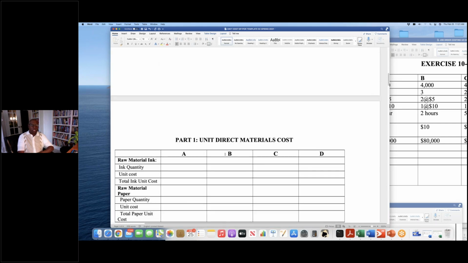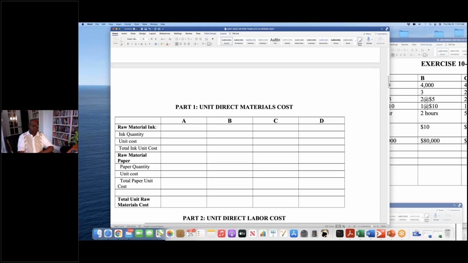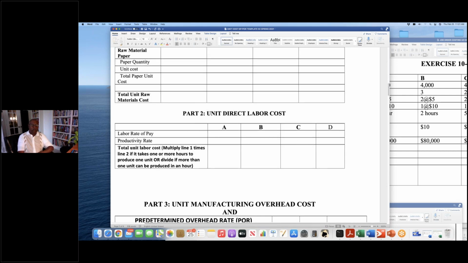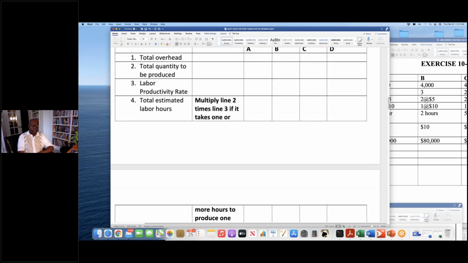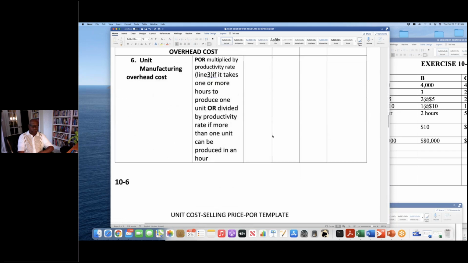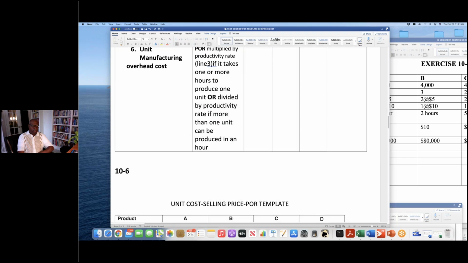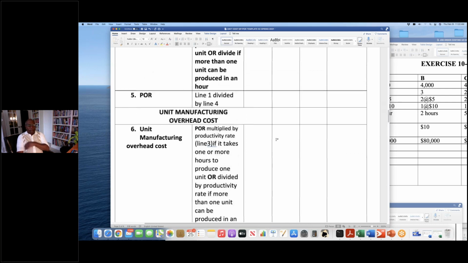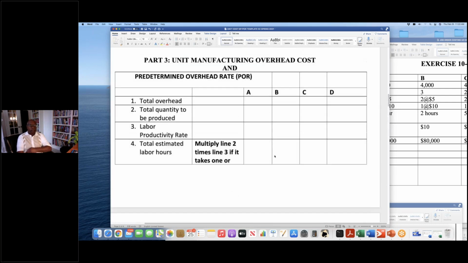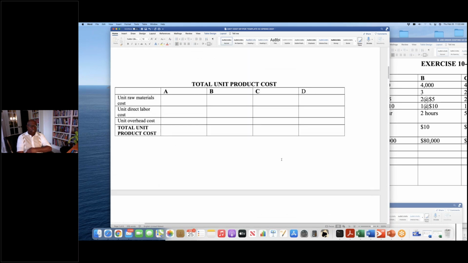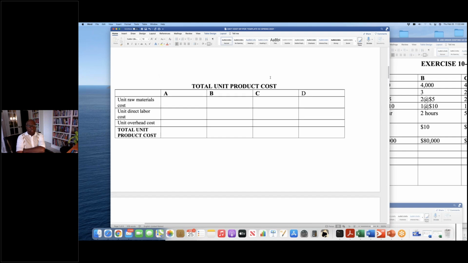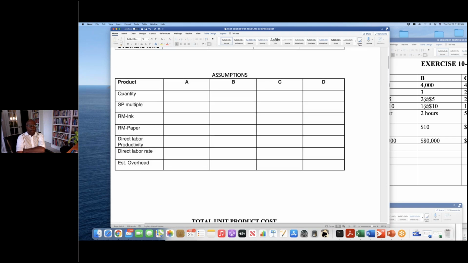Okay. Part 1, we do direct materials cost. Part 2, we do the direct labor cost. Part 3, you do the manufacturing overhead and POR. So you have these 3 schedules so that you can then complete the work that you need to do. So I have sort of templated it out. I could have just asked you to come up with it, but I created a template so you can go through this template and it sort of organizes it for you.